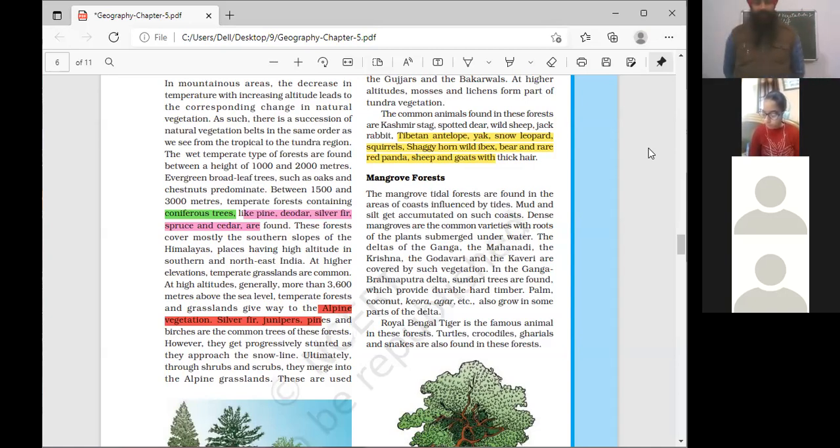Mangroves lie in deltas. Delta means a triangular piece of land formed by the river at its mouth when the river divides into smaller distributaries and deposits finer materials.